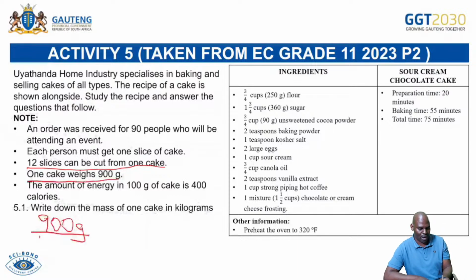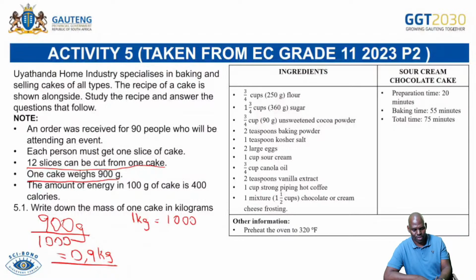So this one we divide by 1000, and then I get 0.9 kilogram. Or you can still use the cross multiplication method, where we say 1 kilogram is equal to 1000 grams. Okay, and then this one we know is 900 grams. But we don't know the mass, so we can say m for the mass, then we cross multiply.